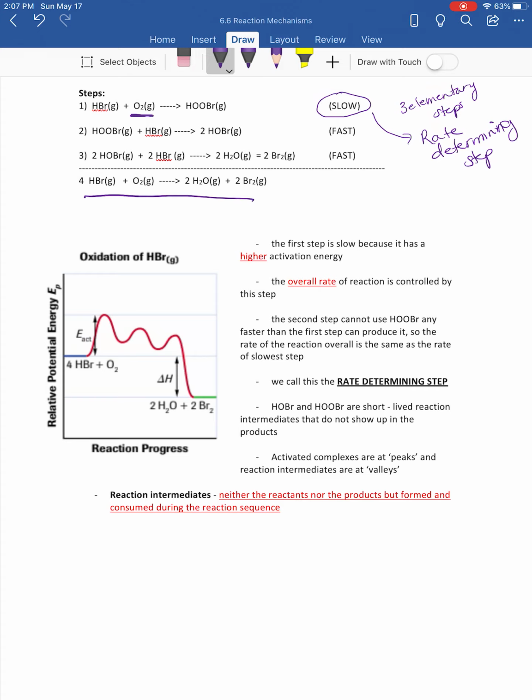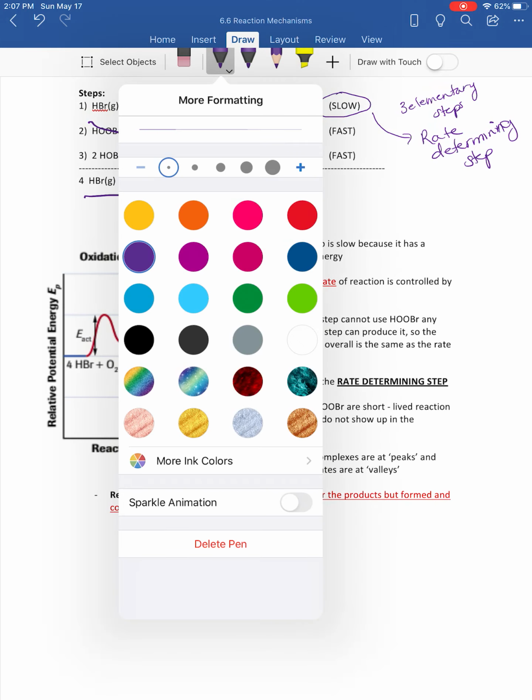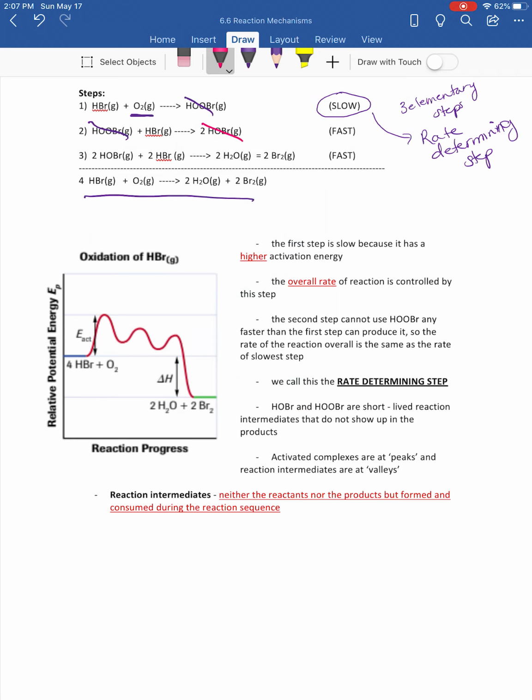And what you end up doing is canceling out like terms. So I have this intermediate product, or reagent, and it cancels out there. I also have this intermediary canceling out there. And when I add up my HBr, HBr, and 2HBr, I get 4, right? And I've got my oxygen gas right here, and a plus sign, and I've got my water, and I've got my bromine gas, and that's how it adds up. So just like Hess's law.